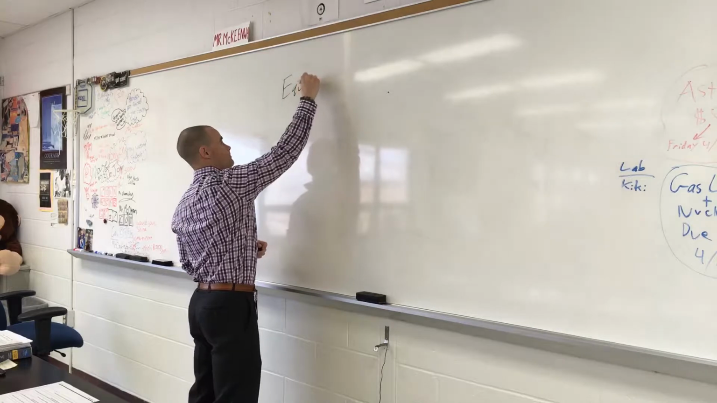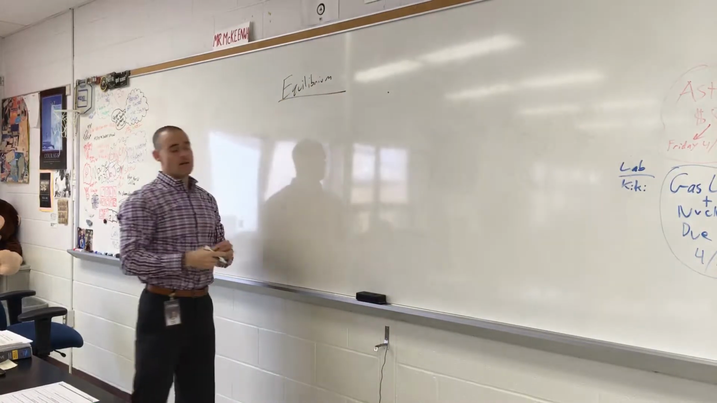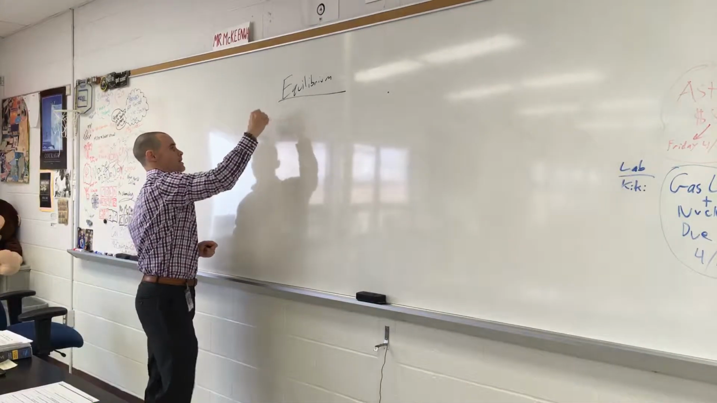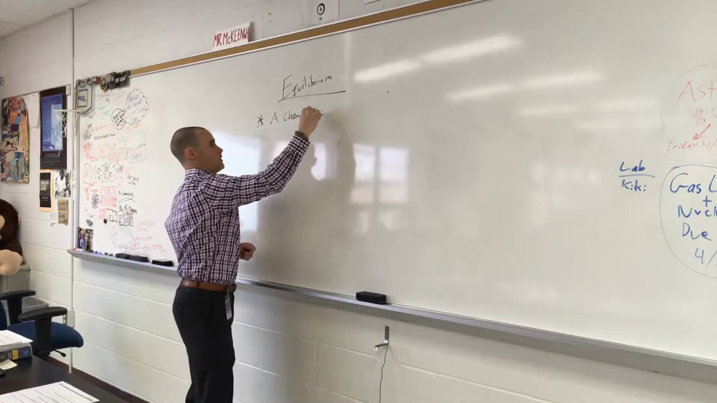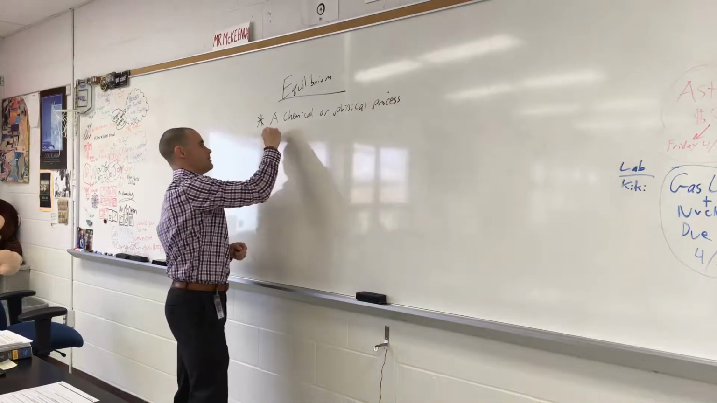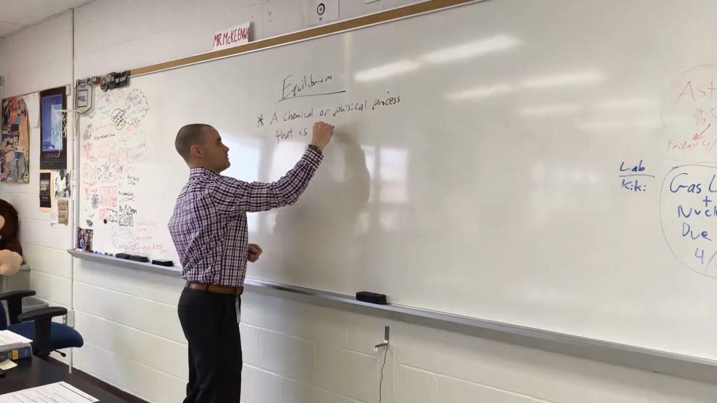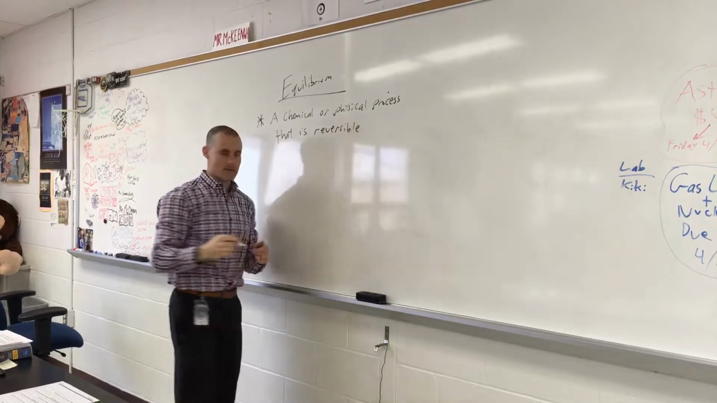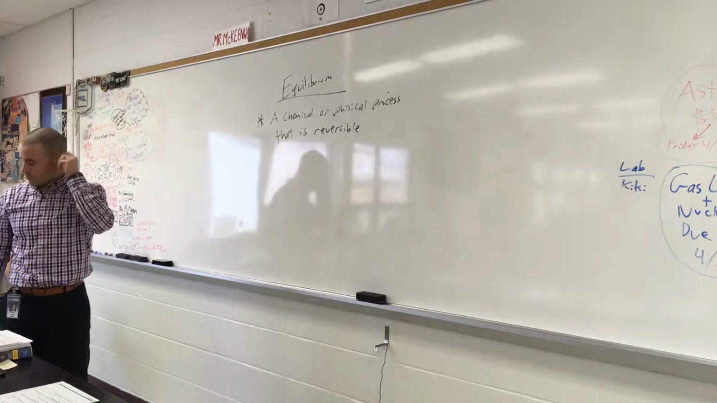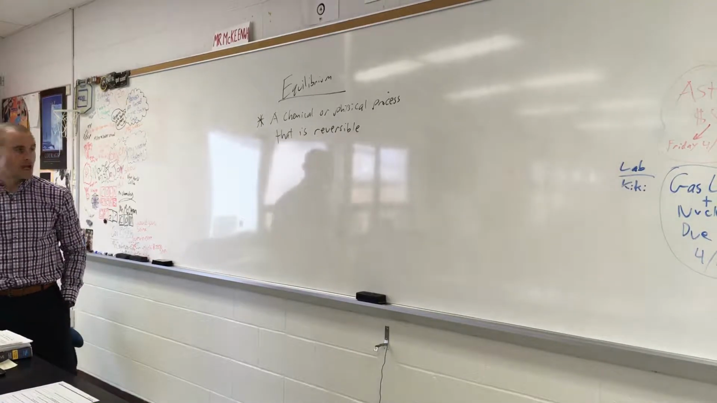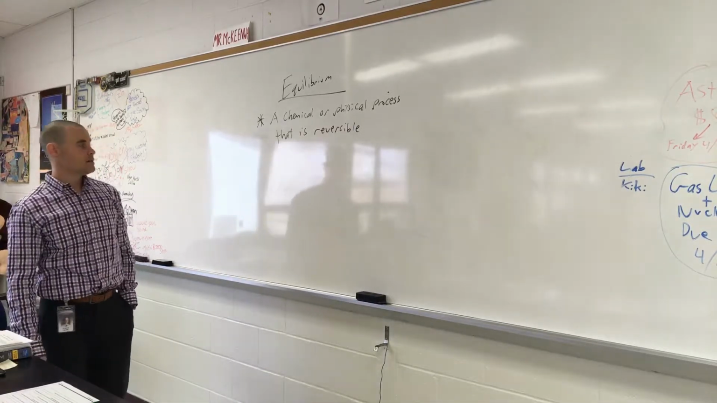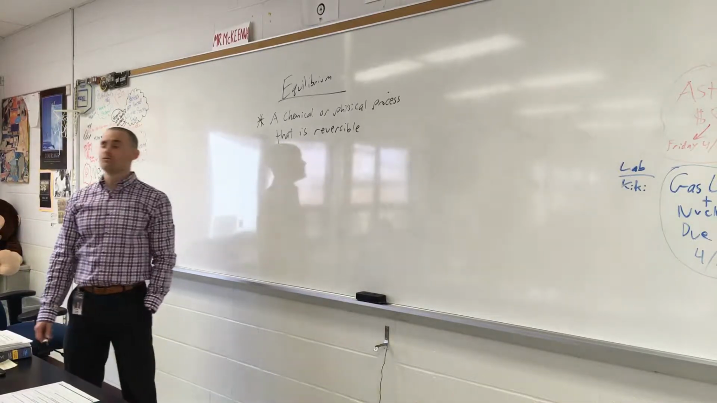Equilibrium. All right, equilibrium. Okay, what is equilibrium? Equilibrium is a chemical or physical process that is reversible. That's the best way to explain it in one sentence. A physical or chemical process that is reversible. And I'm going to show you something today to give you a visual of this happening.